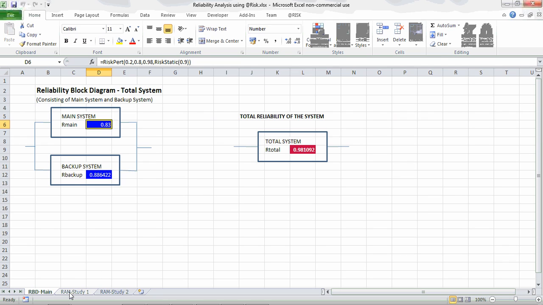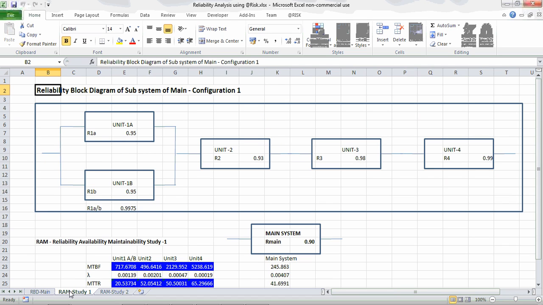So I have conducted two RAM studies. RAM means reliability, availability and maintainability study. RAM study 1, you can see here, is configuration 1. It shows a subsystem of the main system. These are the components inside the main system: unit 1A, unit 1B, unit 2, unit 3, unit 4, and the reliabilities of these are estimated.